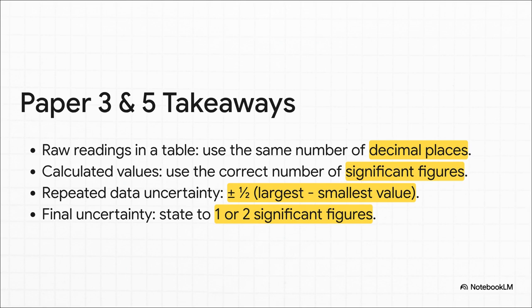Number 3, if you repeated a measurement a few times, your uncertainty is just plus or minus half the range, half the biggest value minus the smallest. And finally, when you state your final uncertainty at the end, the standard is to give it to 1 or maybe 2 significant figures. That's it. These 4 points are going to handle almost every situation you'll ever face.